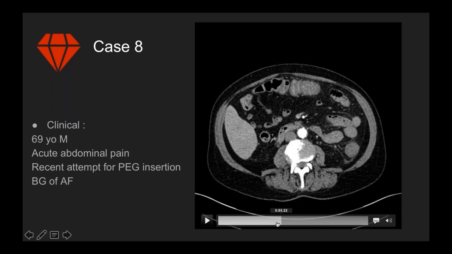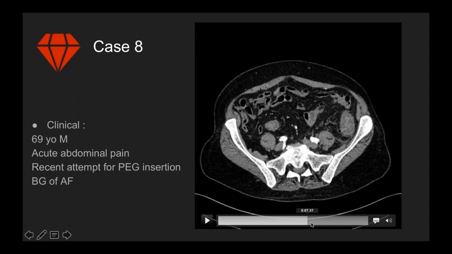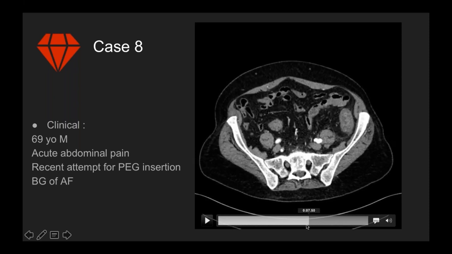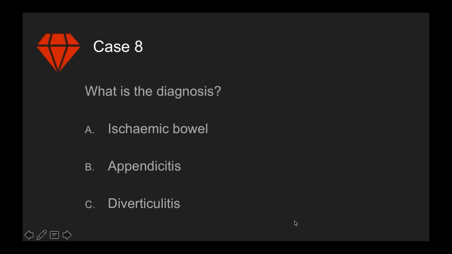I think someone put diverticulitis. I don't think you can convincingly see any diverticulae in that thickened bowel. But obviously that is a very common cause of left-sided bowel pathology.